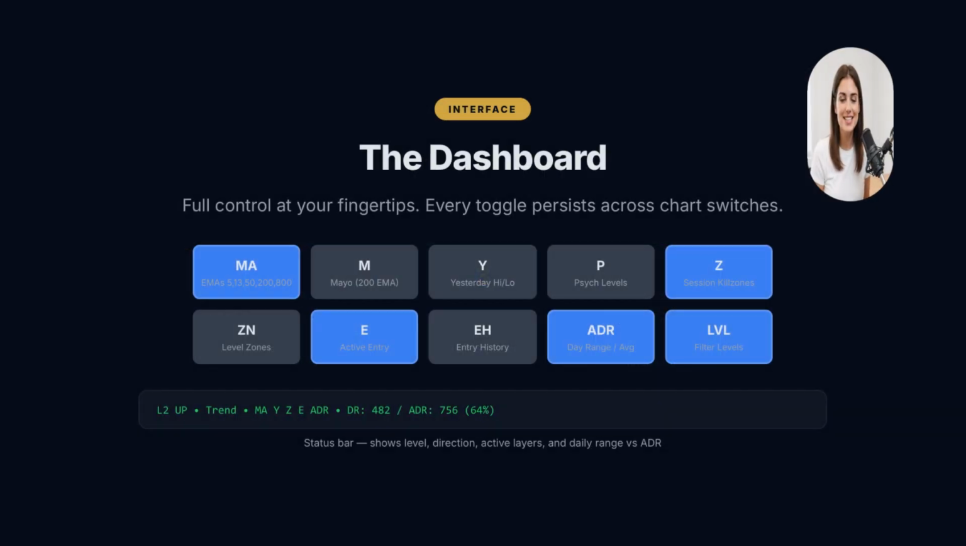The dashboard sits in the top left corner of the chart. The top row has time frame buttons to quickly switch. Below that, toggle buttons control every visual layer. The status bar shows the current level, direction, active layers, and ADR progress. Everything saves across chart switches using global variables.